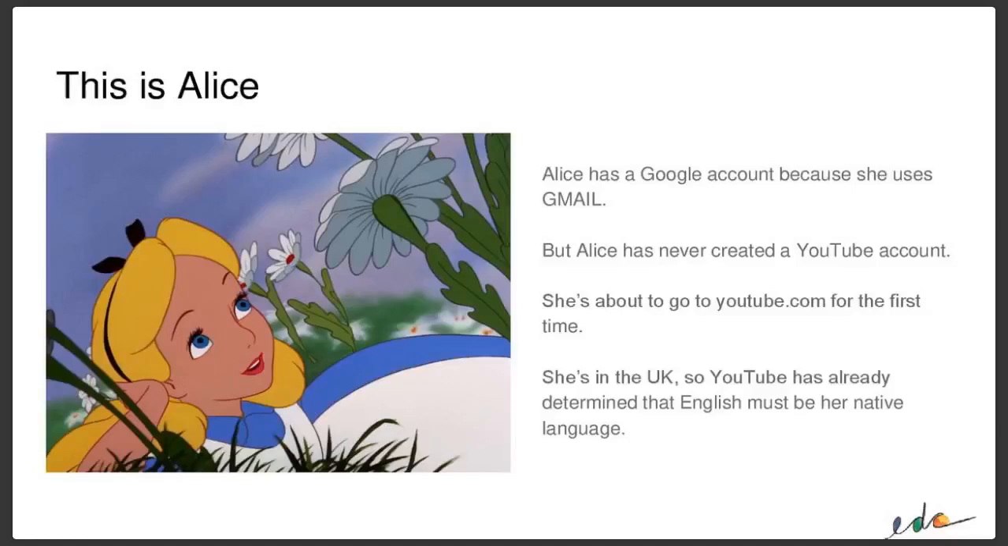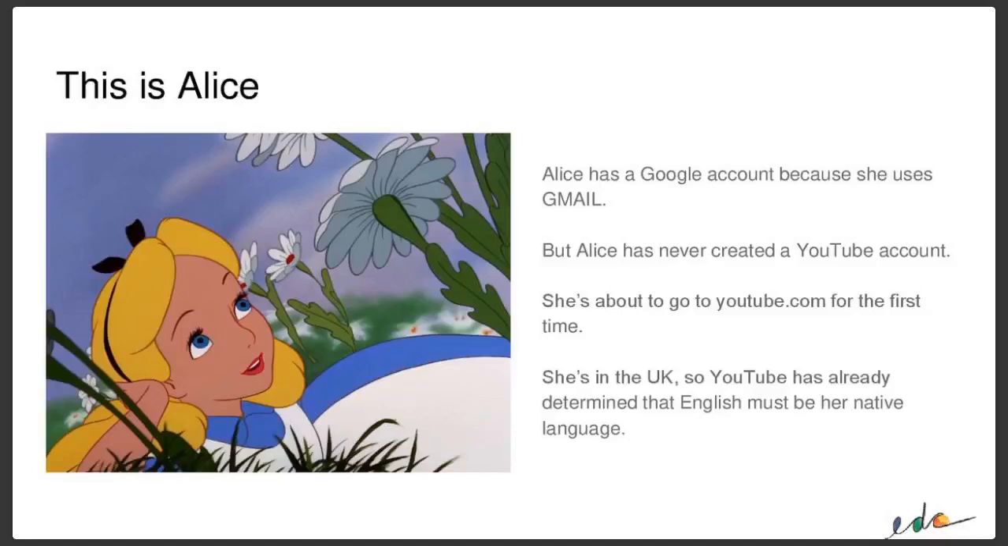So I've imagined Alice as a persona who has a Google account because she uses Gmail, but she does not have a YouTube account. Now, reminding you that Google owns YouTube. And when you sign in to YouTube, you actually use your Google account. So all of the information that Google has about you with your Google account, they can access that information, of course, with YouTube. So our persona, Alice, is about to go to YouTube for the first time.